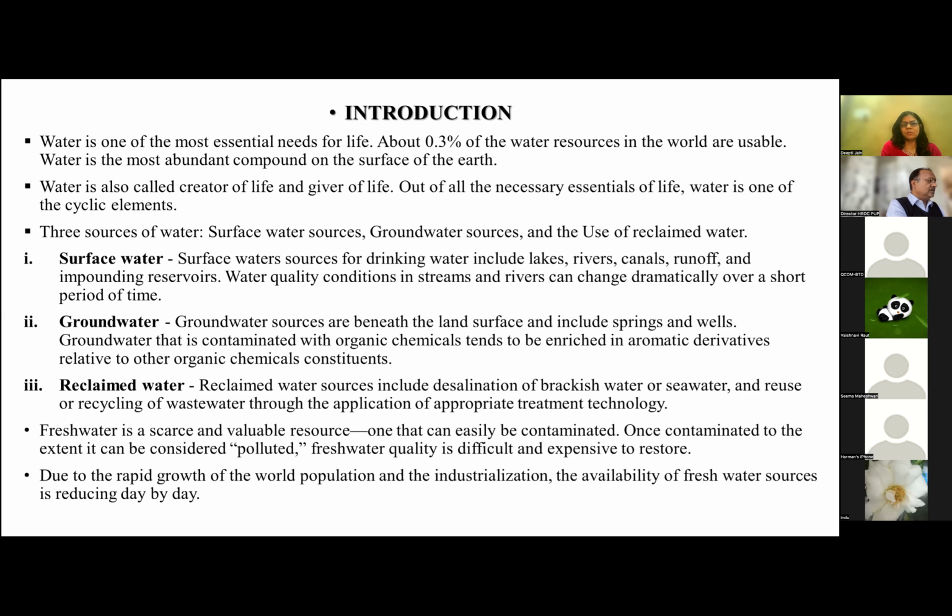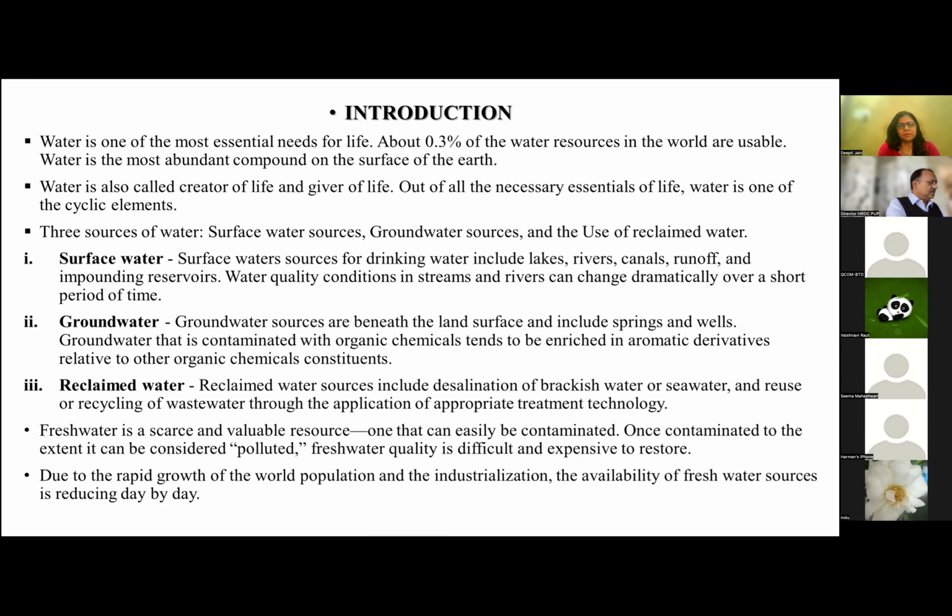Water is also the creator of life and it is the most important part. So we should take all important measures to protect it. There are three major sources of water. First is surface water, then groundwater, and reclaimed water.